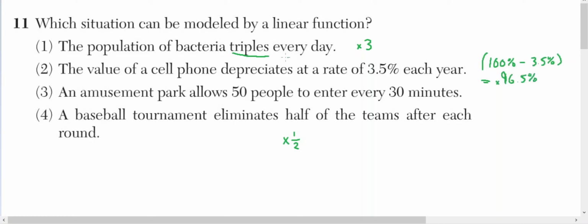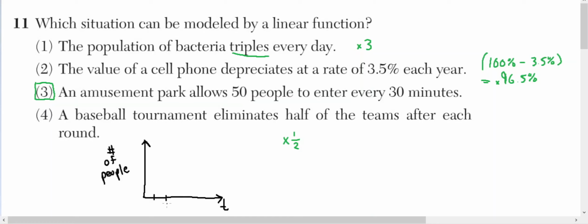So all these three choices, 1, 2, and 4, are multiplier based, and by process of elimination, that means the correct answer is choice 3. More directly would be to observe that if you were to plot choice 3, allowing an amusement park 50 people to enter every 30 minutes, then the graph would look something like, let's say this is time, and this is number of people.